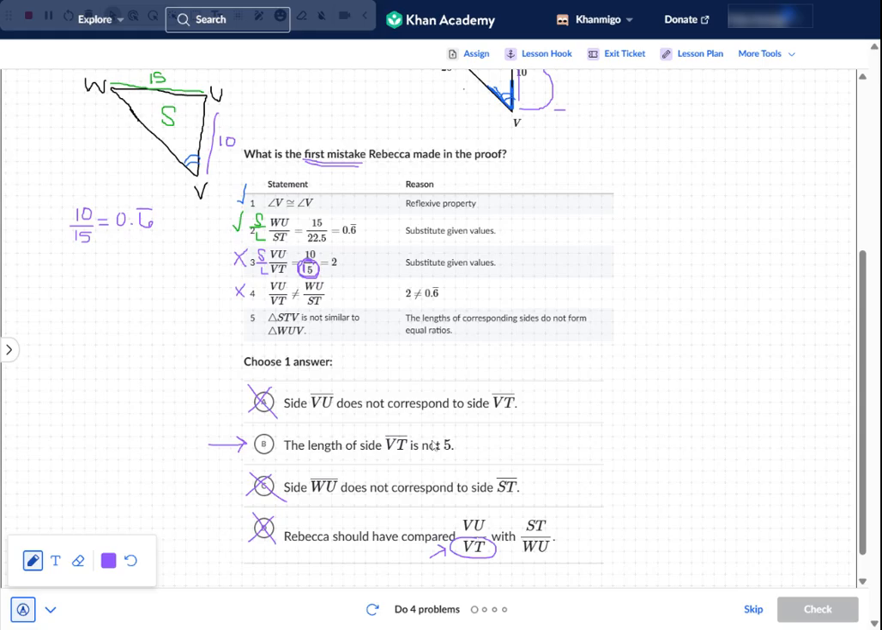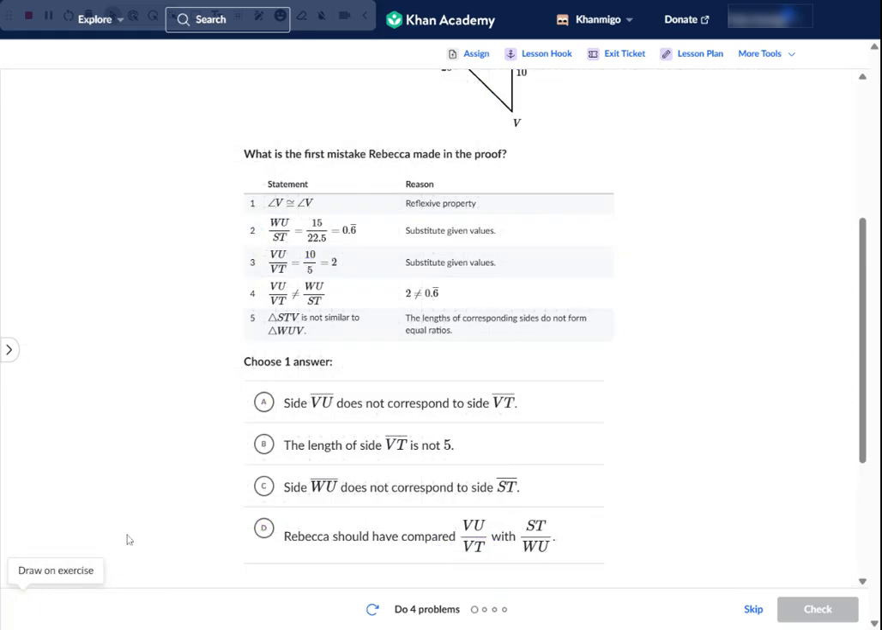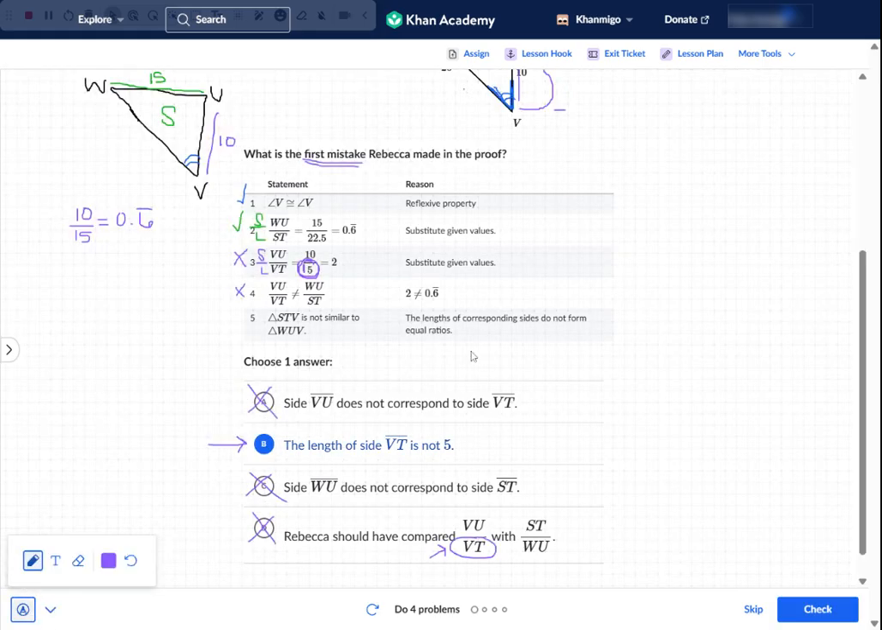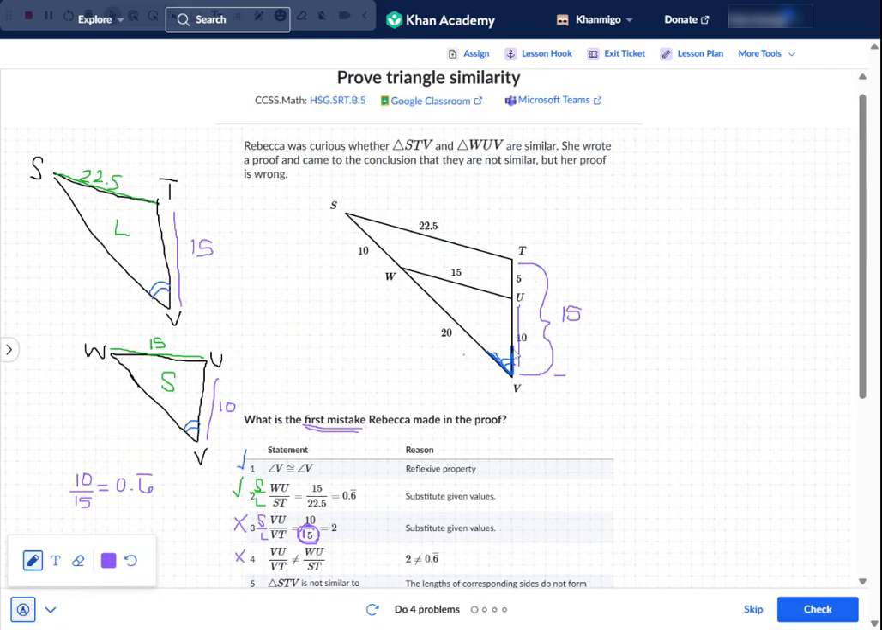So the side length of VT is not 5. Oh no, it is not 5. It was supposed to be 15. She made a little mistake there. She just saw 5 floating and was like, oh, that must be it, right? But that's why we go slow with proofs. We annotate, we label, mark up. What are we given? What's going on? A V to T. Oh, okay, it was 15.